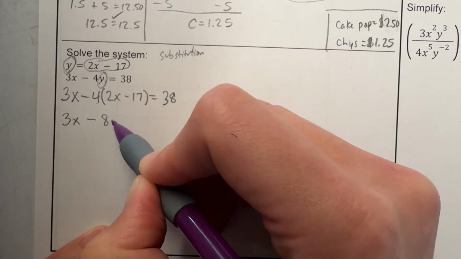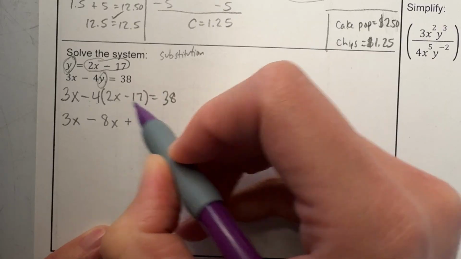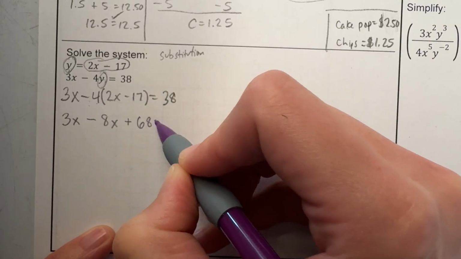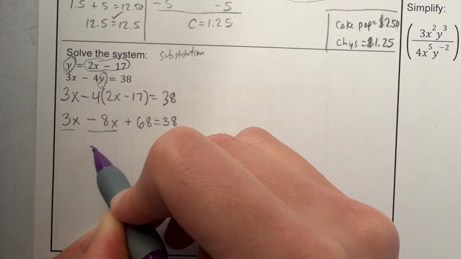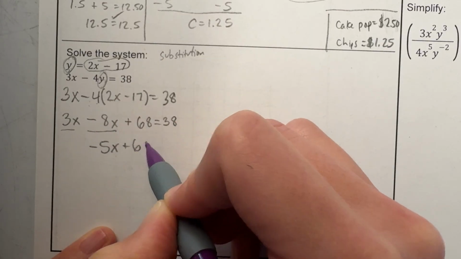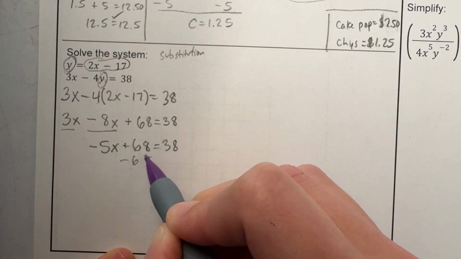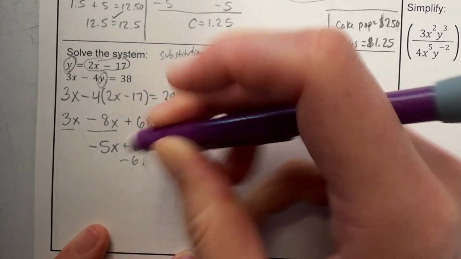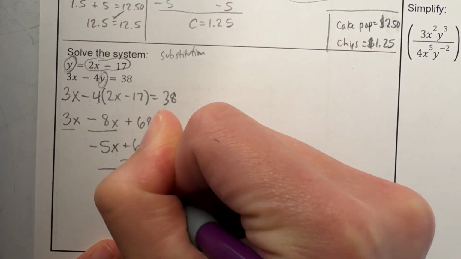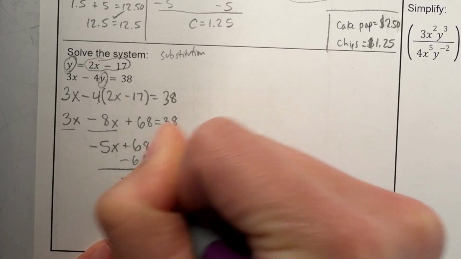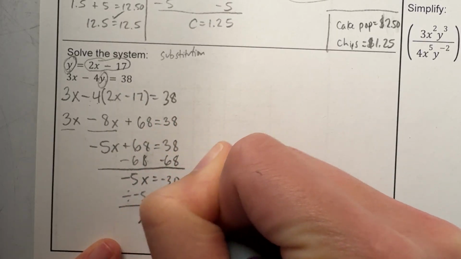4 times 2, 4 times 17. This right looks negative times negative, so it's positive. That might be something you need your calculator for, so feel free to use it if you need it. Okay, now I'm going to combine like terms. And then I'm going to solve. So I'm looking to get x by itself. I'm going to subtract 68 on both sides first. I get x equals 6.